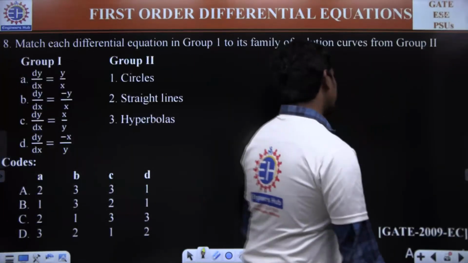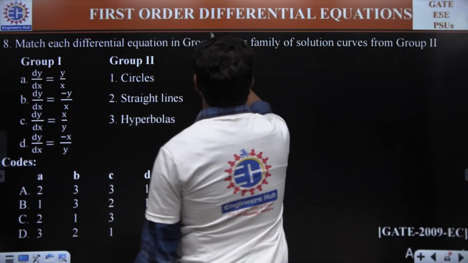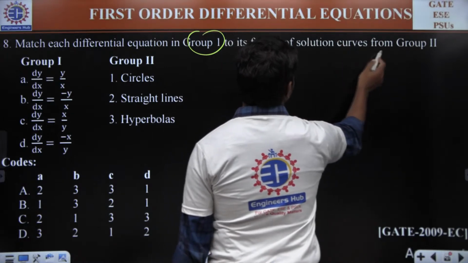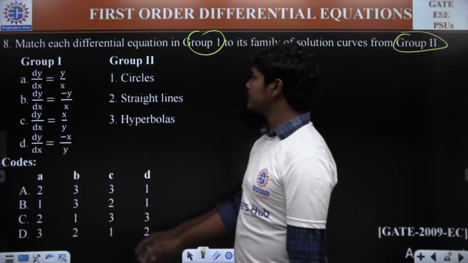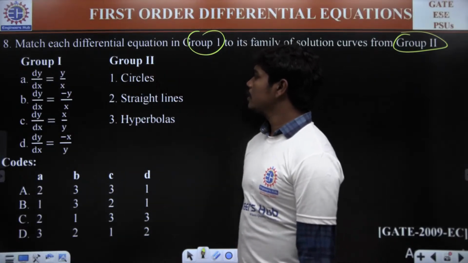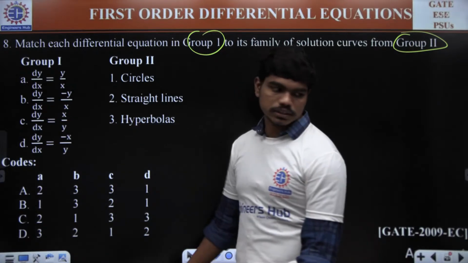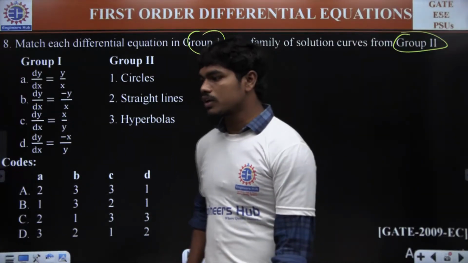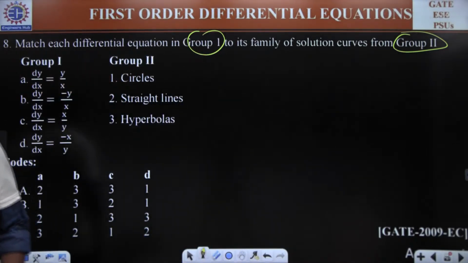I'm going for the next question, so please try to solve it. Match each differential equation in group 1 to its family of solution curves from group 2. Group 1 is the differential equations given here, and group 2 is the family of curves which represent the solutions of these. Please try to solve this question. Meanwhile, I'll be having some water. Please solve it and tell me the correct answer.